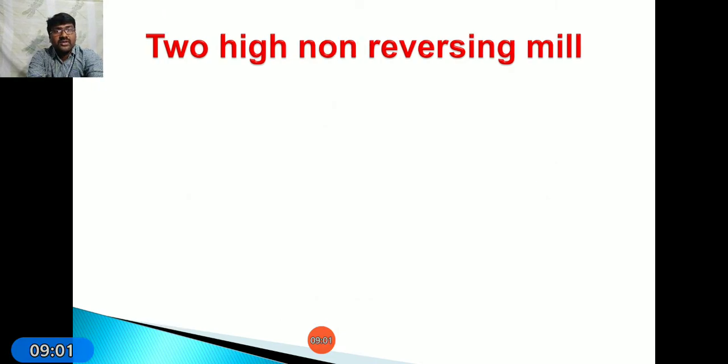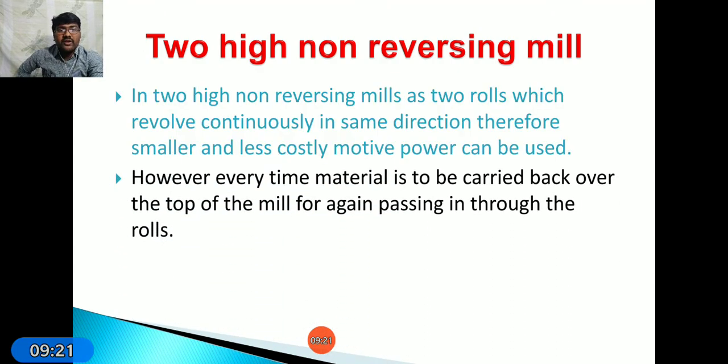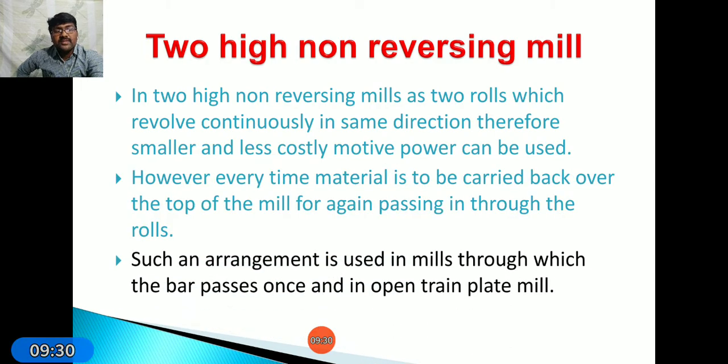Next, coming to the 2 high non-reversing mill. In this 2 high non-reversing mill there are 2 rolls which revolve continuously in the same direction, therefore smaller and less costly motive power can be used compared to the reversing mill. However, every time the material has to be carried back over the top of the mill for passing through the rolling again. This is the main disadvantage of the non-reversing mill, because every time we have to collect the material from the finishing process and transfer it again to the starting point. It will consume some time.